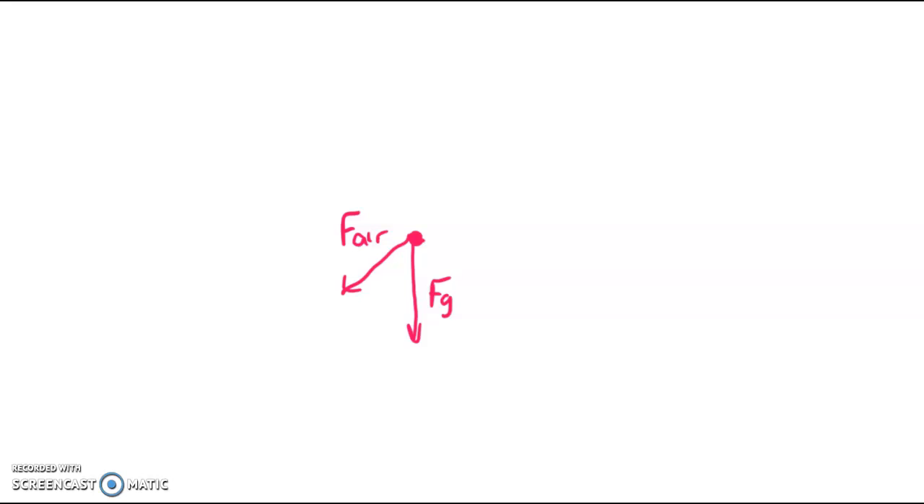If this was a free body diagram for something falling and not neglecting air resistance, then the force of gravity is straight down and air resistance would point straight up in that situation.